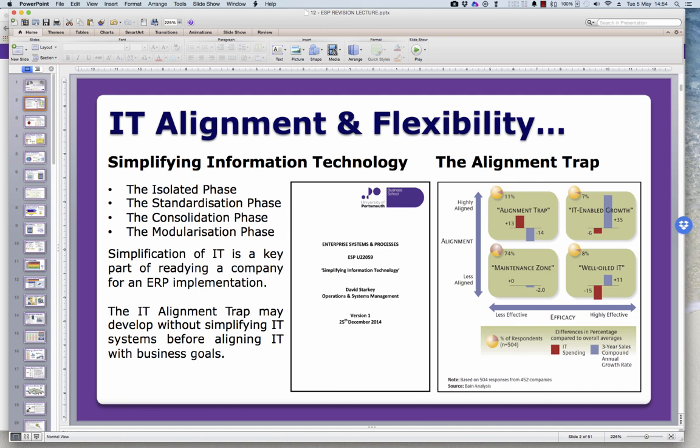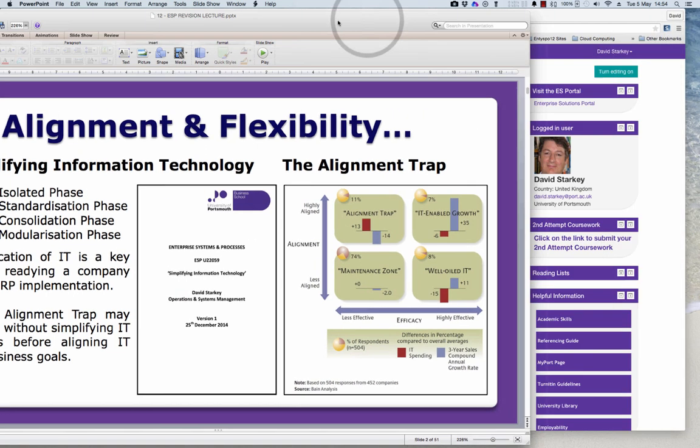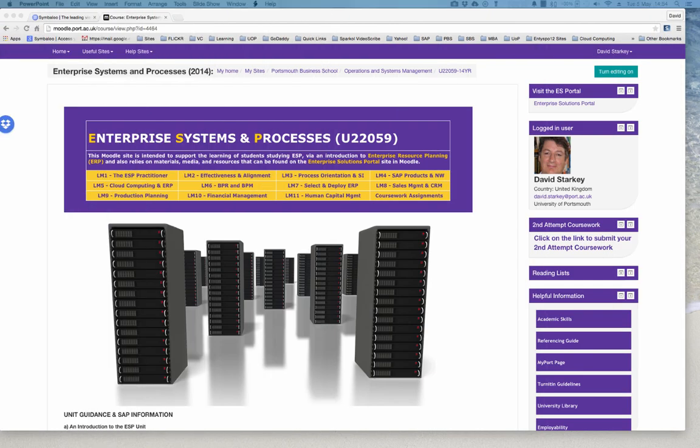So there are 4 phases. You have the isolated phase, the standardization phase, the consolidation phase, and the modularisation phase. And they are defined in this document which I provided on Moodle. So let's just have a look at that. This is the reason why I'm not running the presentation. I can just slide it out of the way.